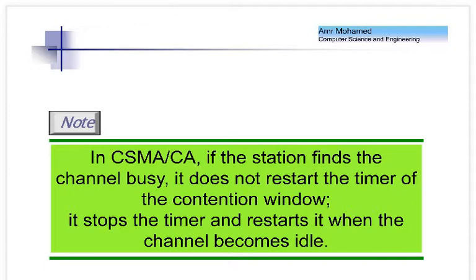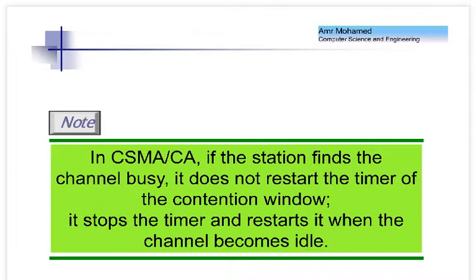So after one propagation time, I check the channel. The channel is still idle. After one propagation time, I keep checking the channel. If at time slot 5, I realize that the channel has become busy, this means that another node is contending on the channel, and this node decided to access the channel before me. So in that case, what do I do? I have a timer which is counting, which is ticking, and it will expire after 10 time slots.